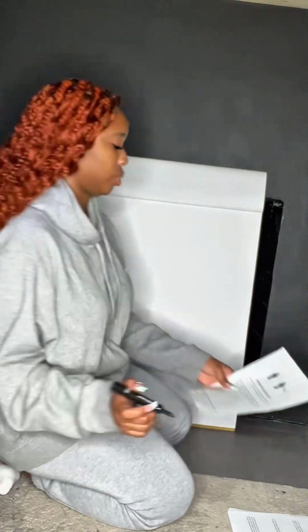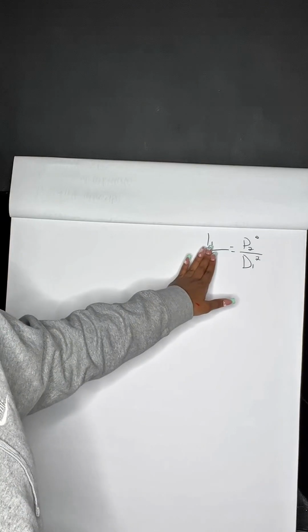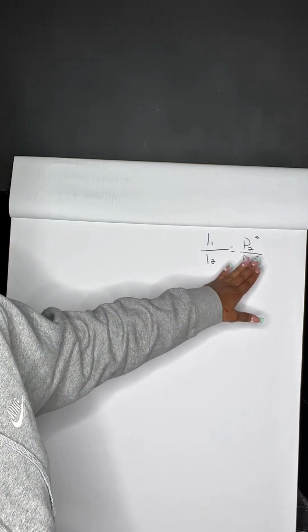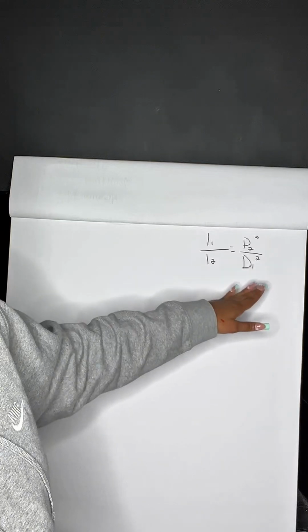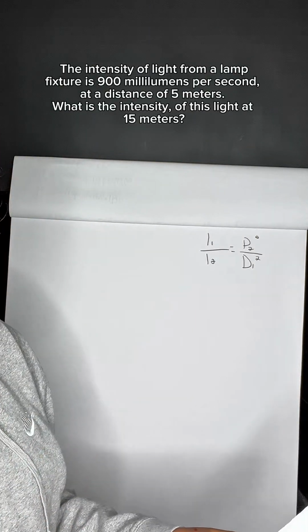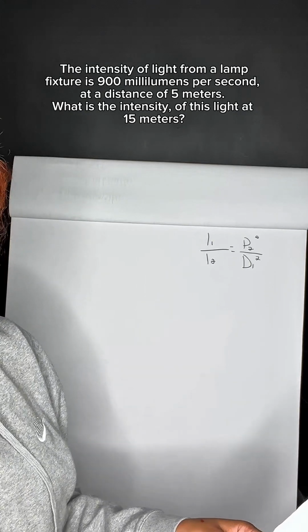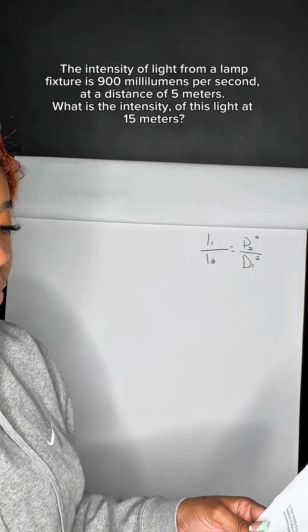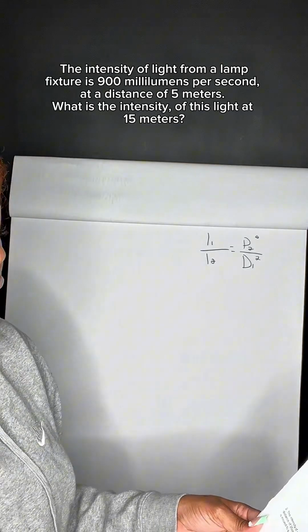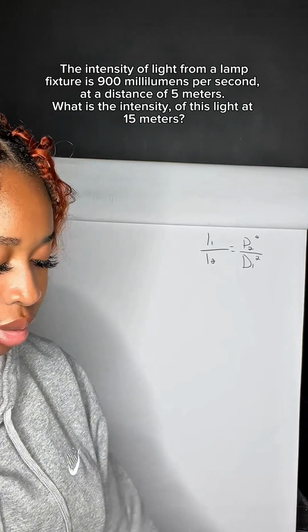So the first thing we need to do is figure out what is the equation to figure out this question. The equation for inverse square law, I1 over I2 equals D2 squared over D1 squared. The question was, the intensity of light from a lamp fixture is 900 millilumens per second at a distance of 5 meters. What is the intensity of this light at 15 meters?